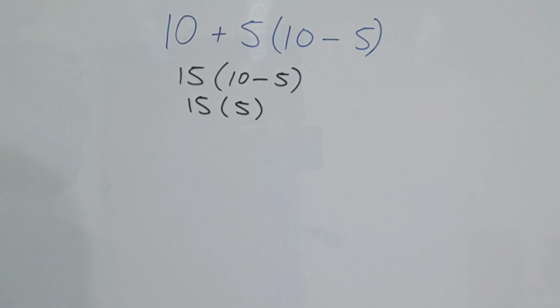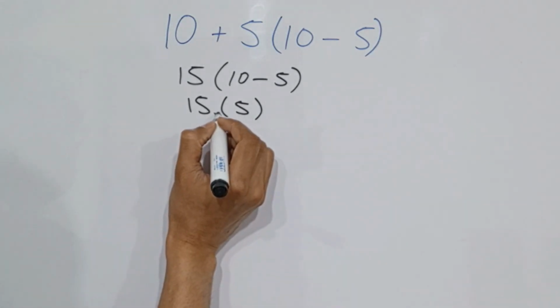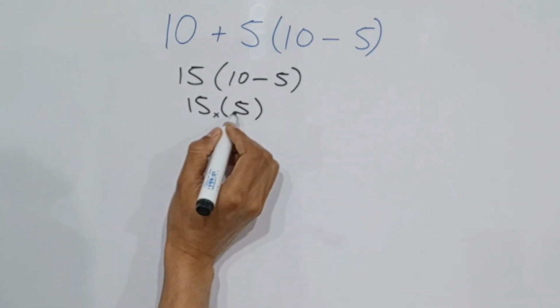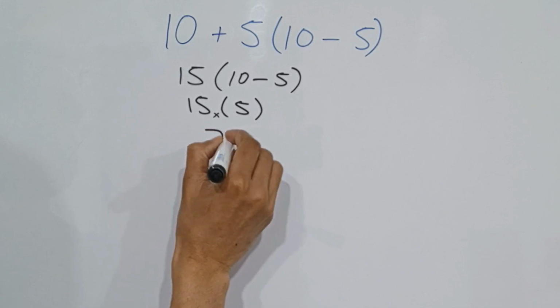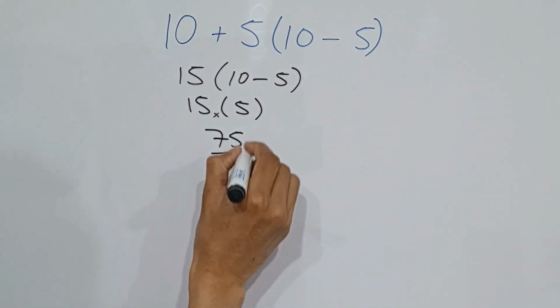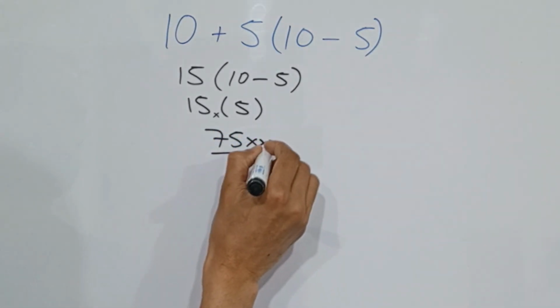5. Now here is multiply, right? So 15 times 5 equals 75. But this is not the correct answer.